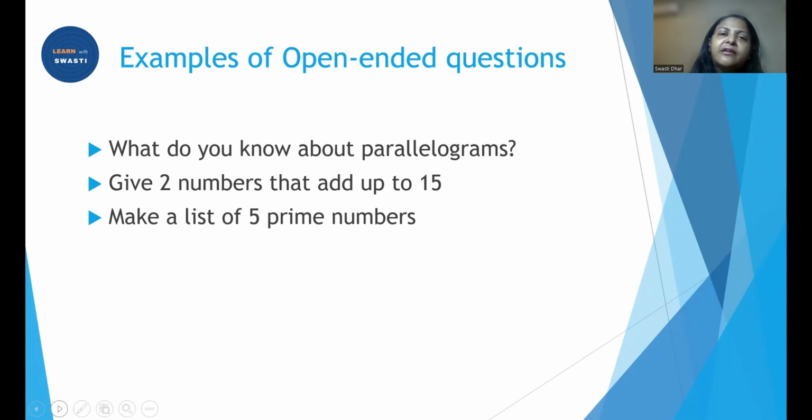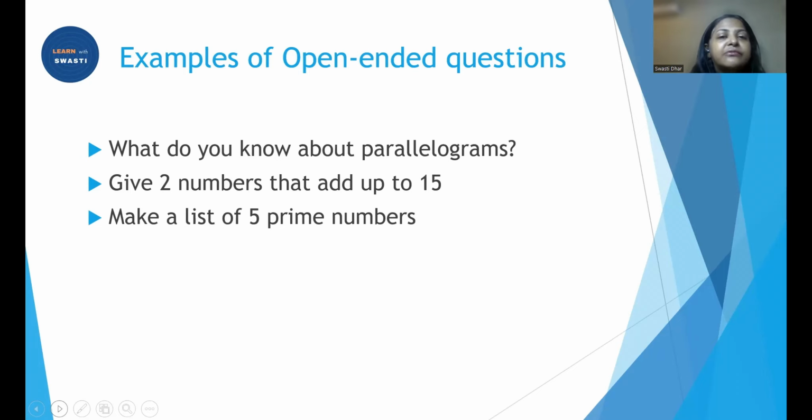So just having a list of 2 numbers that add up to 15 would be an open-ended question, because as a teacher, I will have a reason to ask this question and figure out what it is that the child knows. Again, another open-ended question would be make a list of 5 prime numbers. So let me see how much the child understands prime numbers. Does the child really stick to 2, 3, 5, 7, and maybe 11, or can the child even give more?